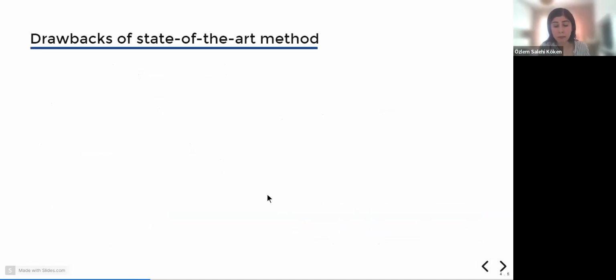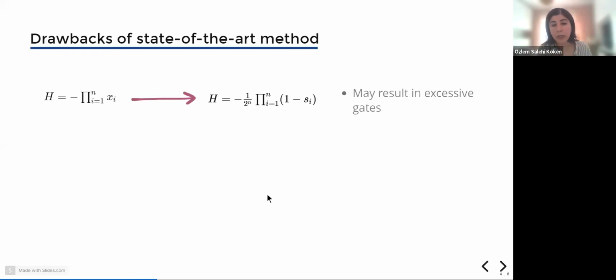What are some drawbacks? Suppose that you have this QUBO, a higher order problem. It has only a single term. It's the product of x1 up to xn, a single term only. But if you convert this into an Ising model, where you have spin variables, then this results in exponentially many terms, and eventually exponentially many gates. So this transformation may result in an excessive number of gates than you need. Actually, there is a really simple way to implement this, not through the state-of-the-art approach.